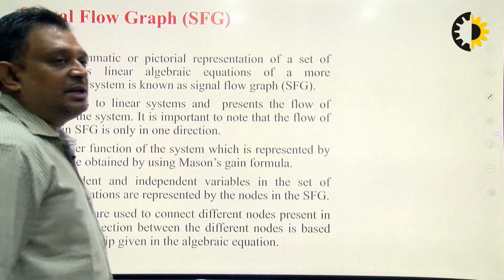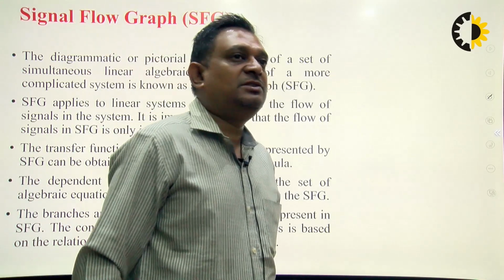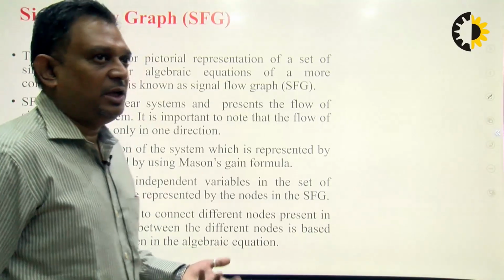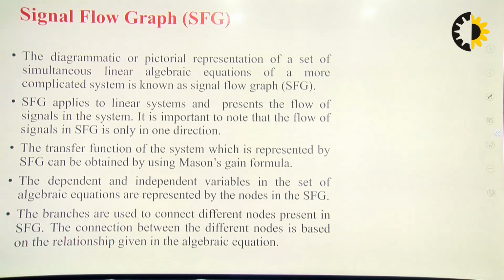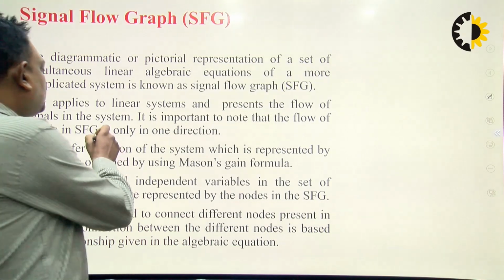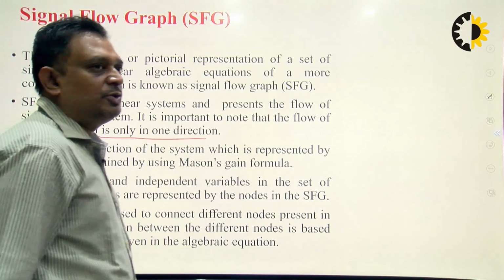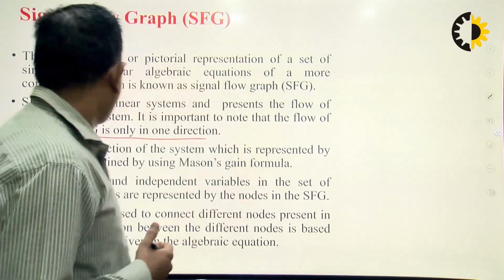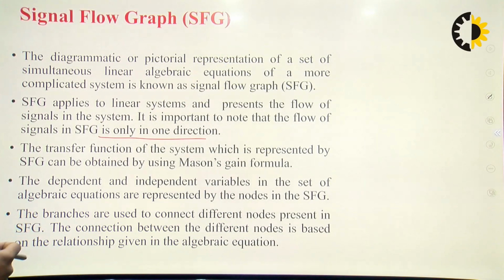By seeing a signal flow graph, we can easily see in which particular direction the signal is traveling. It is important to note that the flow of the signals in SFG is only in one direction. Between two nodes, the signal direction will be unidirectional. The transfer function of the system represented by SFG can be obtained by using Mason's gain formula.